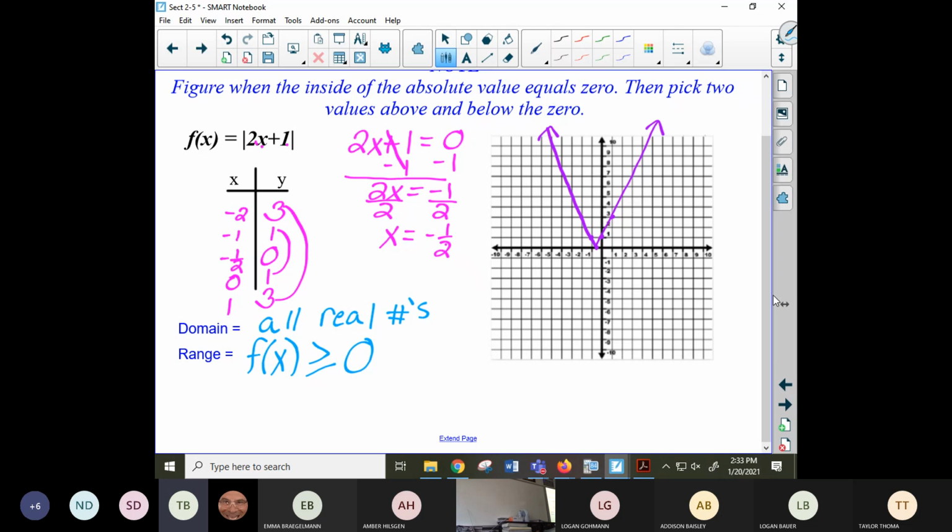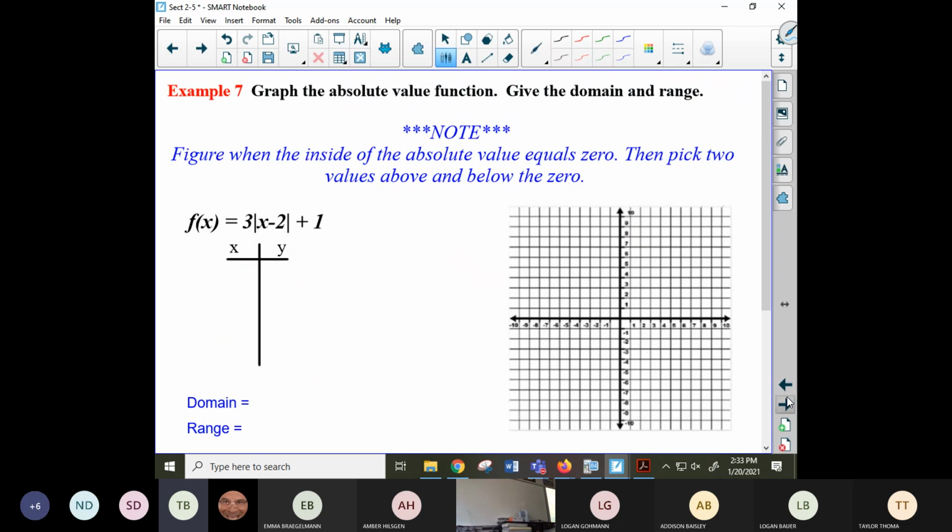Okay. Last one. Now again, how I would start this one is I would take what is in that absolute value, just the x minus 2, and think what would I get when I set that equal to 0. So x is 2, and I'm going to put that right here in the middle. And then I'm going to put 2 numbers less than it and 2 numbers bigger than it. Well, less than 2 is 1 and 0. Bigger than it is 3 and 4. And you can always add more than that too.